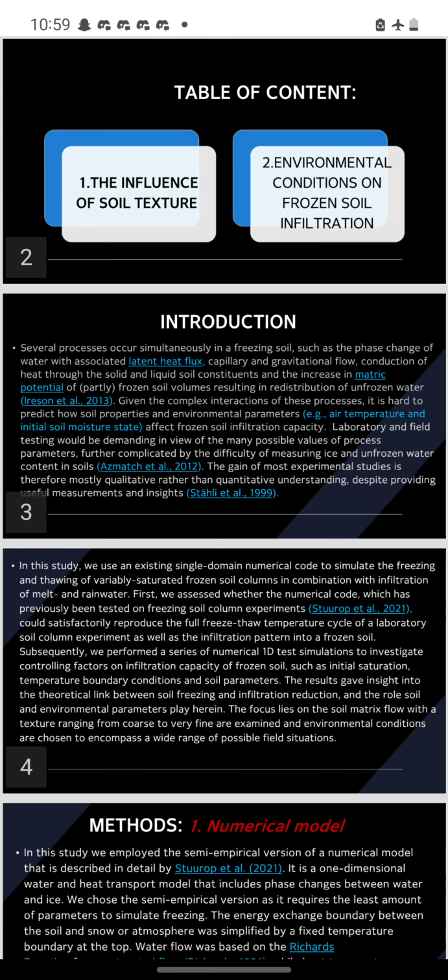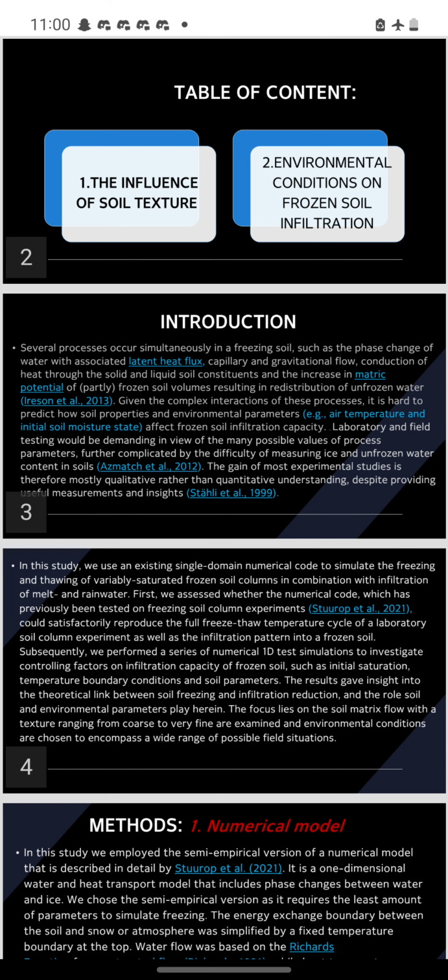In this study, we used an existing single domain numerical code to simulate the freezing and thawing of variably saturated frozen soil columns in combination with infiltration of melt and rainwater. First, we assessed whether the numerical code, which has previously been tested for freezing soil column experiments, could satisfactorily reproduce the full freeze-thaw temperature cycle of a laboratory soil column experiment as well as the infiltration pattern in the frozen soil.